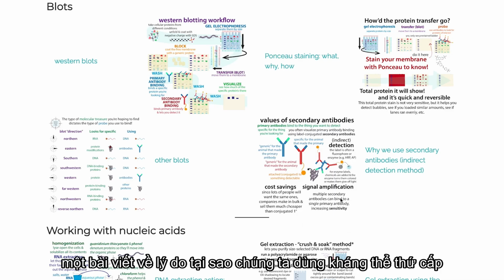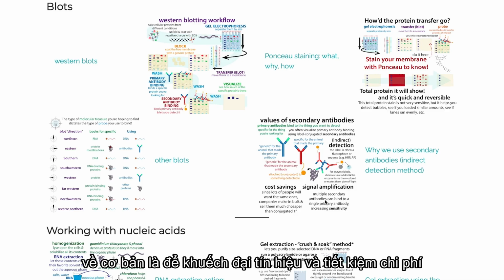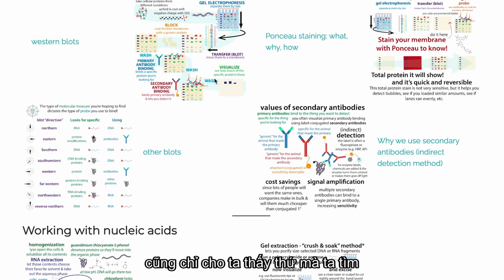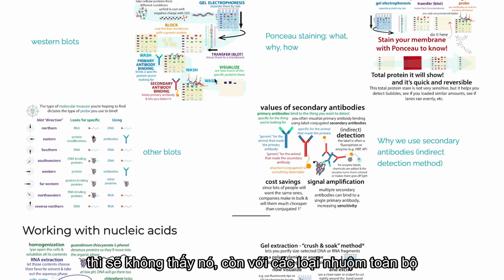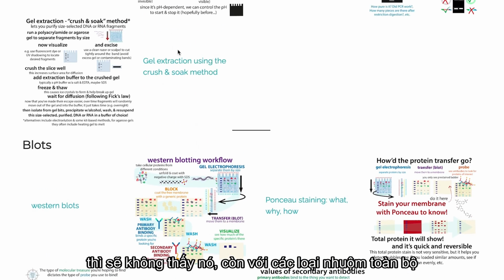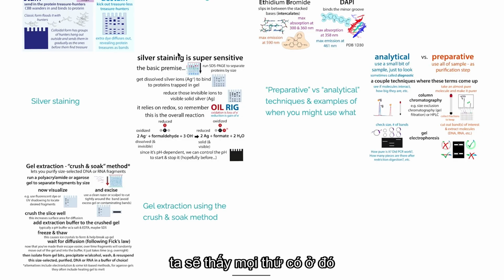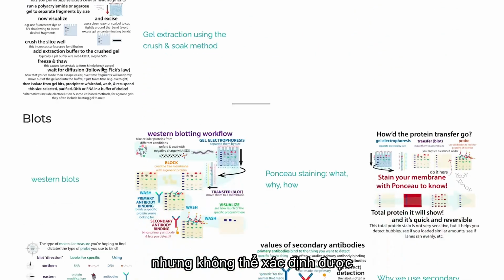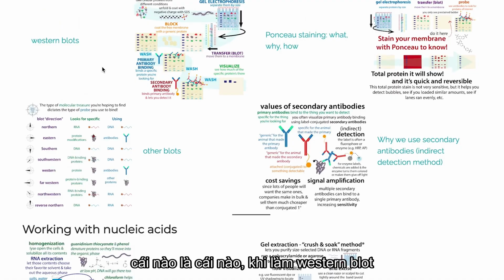And so I have a post on why we use secondary antibodies and things like this. Basically, you get signal amplification and cost savings. Any of these blots are only going to be able to show us what we look for. And so if we don't know to look for something, we won't see it. Whereas in the case of one of these all stains, you're seeing everything that's there, but you're not able to identify what is what.